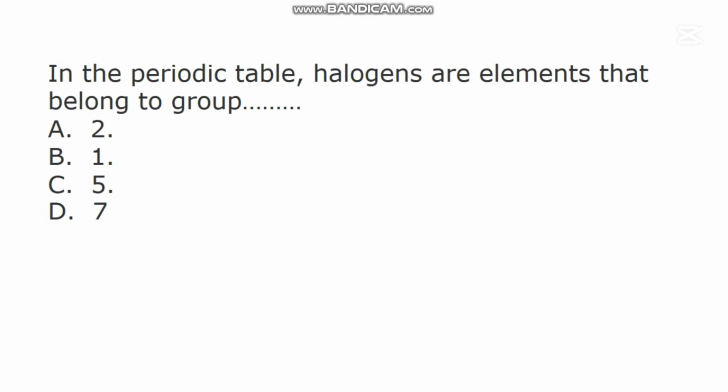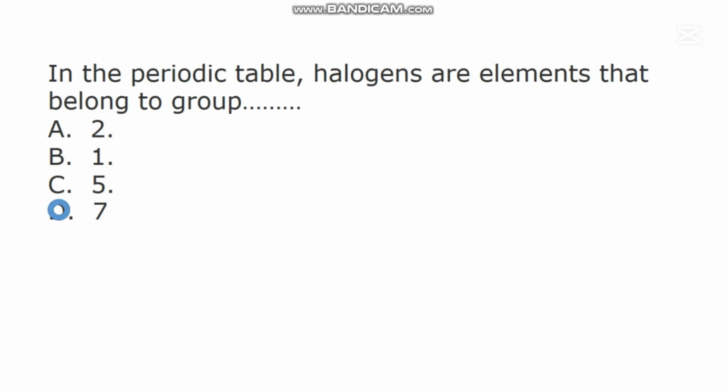The next question says, in the periodic table, halogens are elements that belong to group dash. A. Group 2. B. Group 1. C. Group 5. D. Group 7. In this question, the correct answer is D.